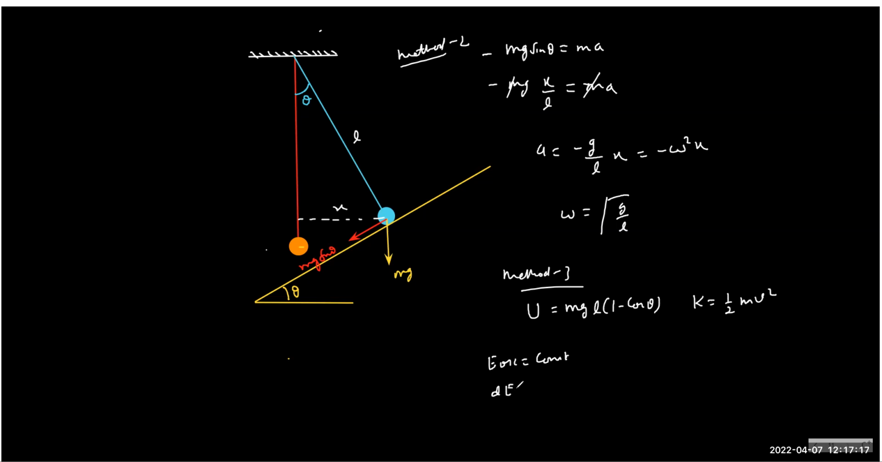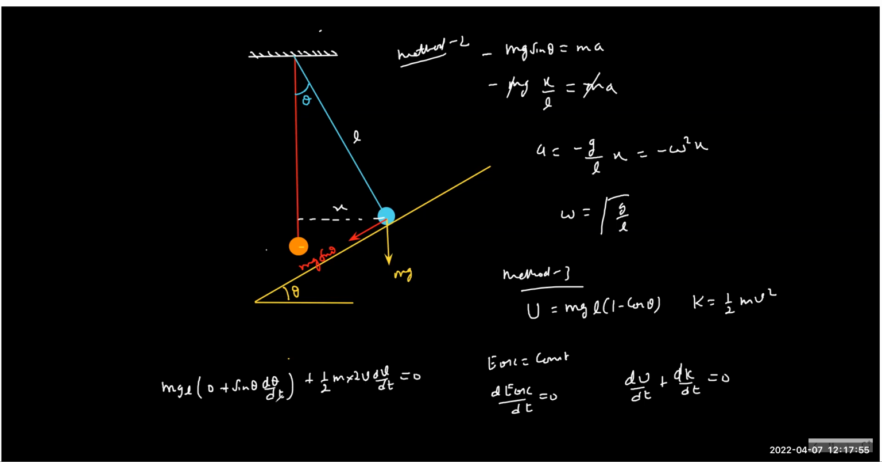And the rate of change of energy of oscillation is zero. It means dU/dt plus dK/dt is always zero. So you differentiate both and equate to zero, you will get the answer. So what do we get by the way? You can get mgL sin theta into d theta by dt, chain rule, plus half into 2v dv by dt. So m cancels out. What we get is gL sin theta d theta by dt plus v dv by dt, which is the acceleration.